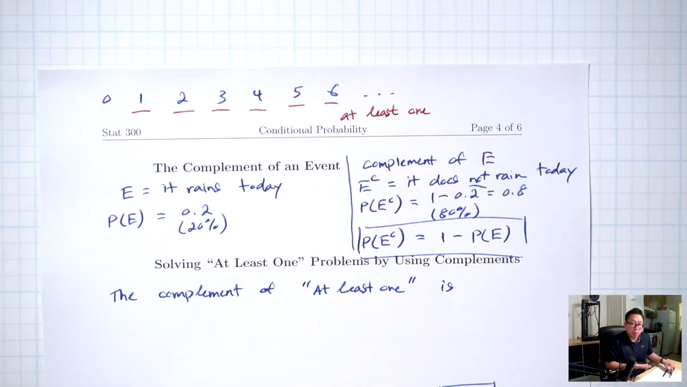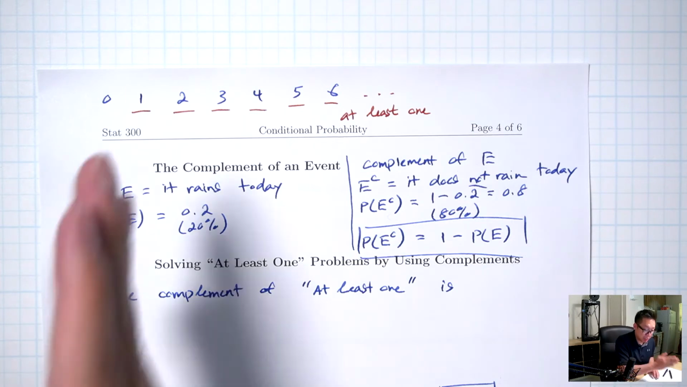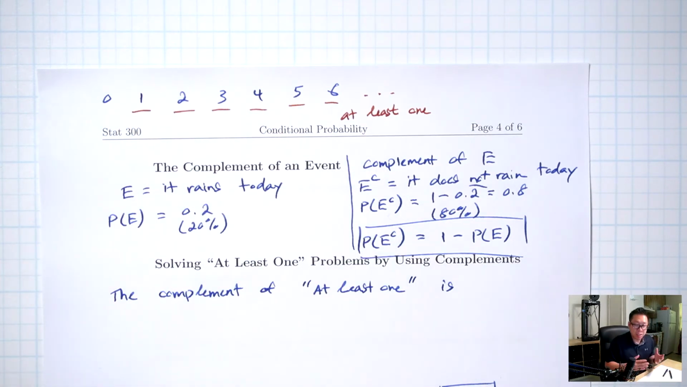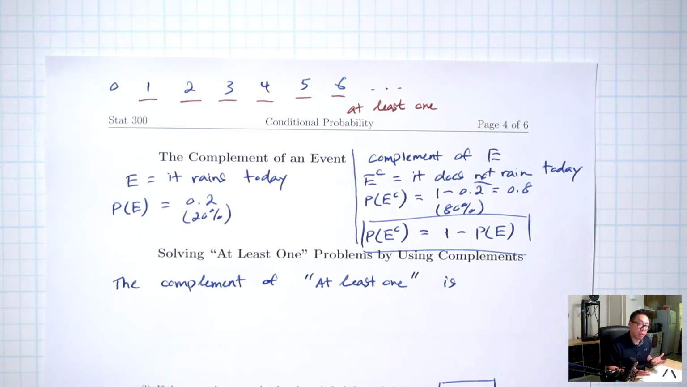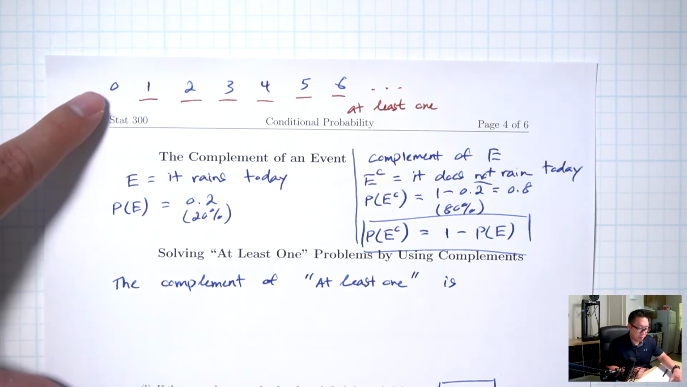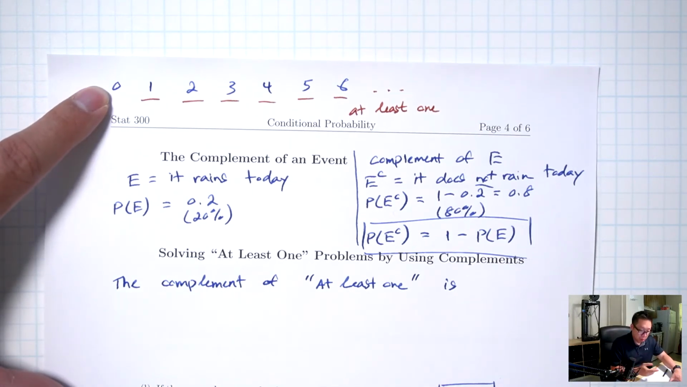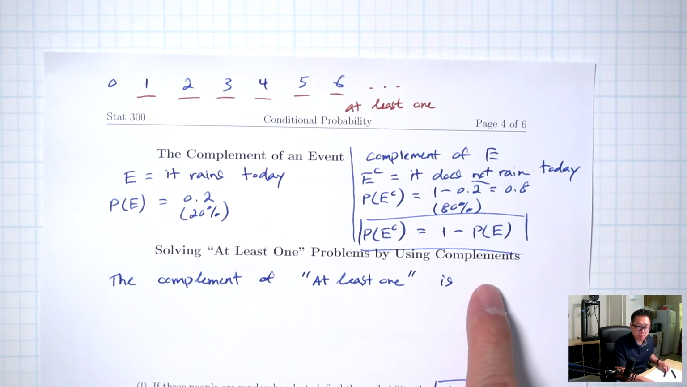Which means if you're solving at least one problem directly, you would have to take into account 1, 2, 3, 4, 5, 6, all of those things, and then combine your answers. What is the complement? What number is not underlined in red? 0. Okay, so the complement of at least 1 is 0. I'm going to write none.